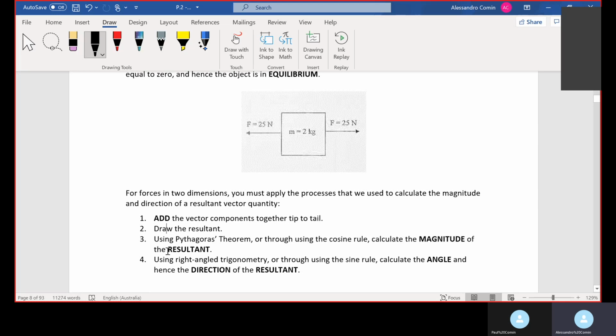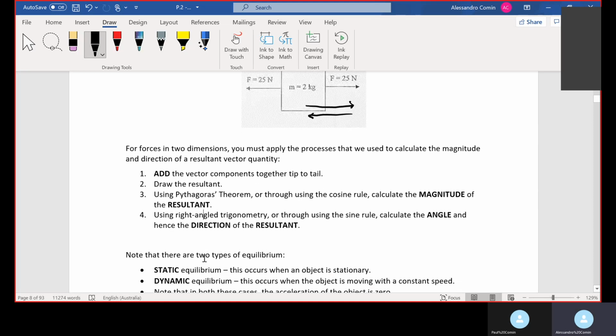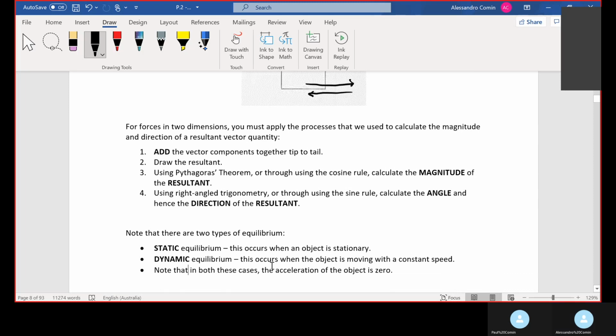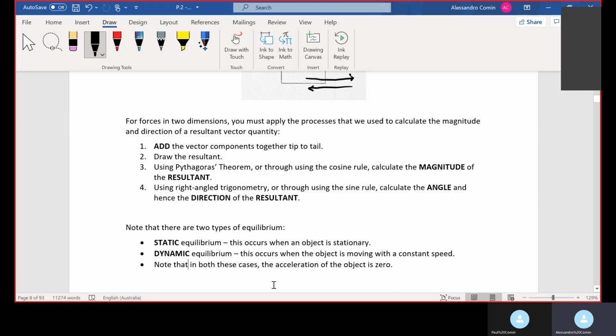So an example would be this, right? I can clearly see that if I draw the resultant, the resultant is just going to be 25 minus 25 because it's in the opposite direction. And so my net force is going to be 0. And so I'm going to be in equilibrium. And we can see these words again. Static equilibrium is when I'm in equilibrium, but I'm stationary. And dynamic equilibrium is when I'm in equilibrium, but I'm moving.